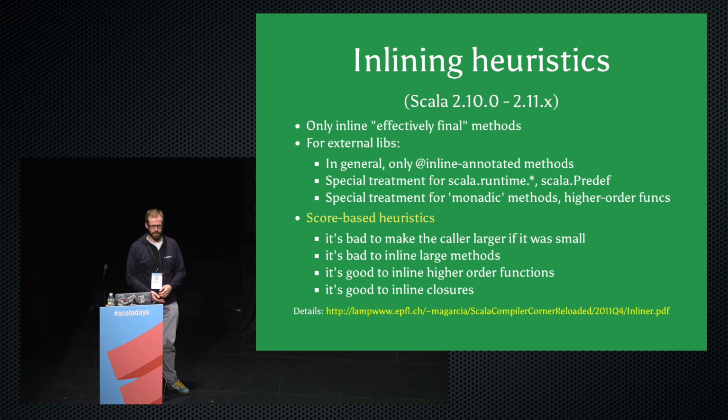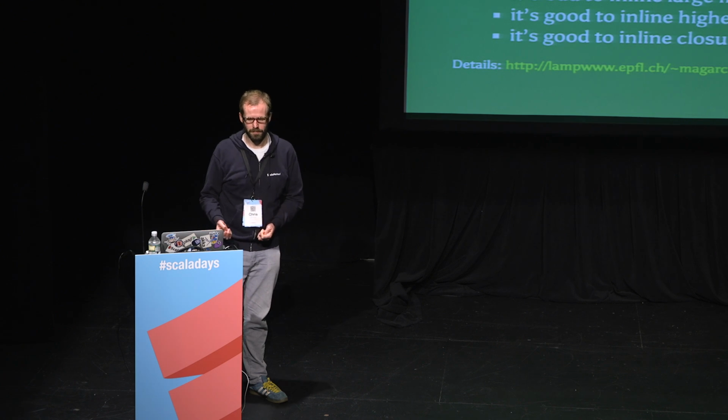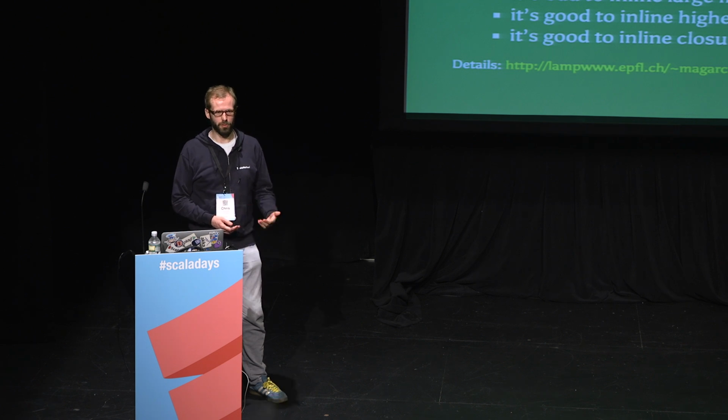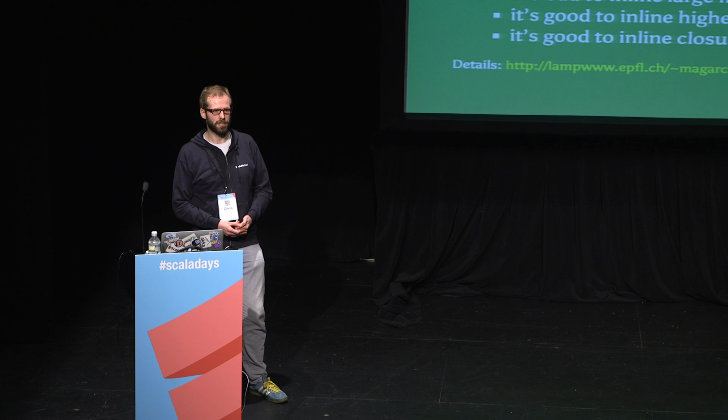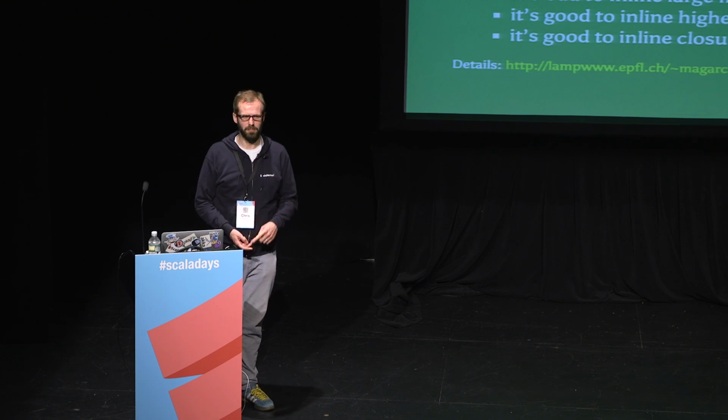Then it treats code differently depending on whether it's your own code that's being compiled as part of the current compilation run, or it's somebody else's code, for example, an external library that's already been compiled. So for external libraries or already compiled code, in general, it'll only inline things that have been annotated with inline, but it has special rules for certain bits of the Scala library and higher order functions and the so-called monadic methods. The monadic methods are map, flat map, filter, and one more, I think.